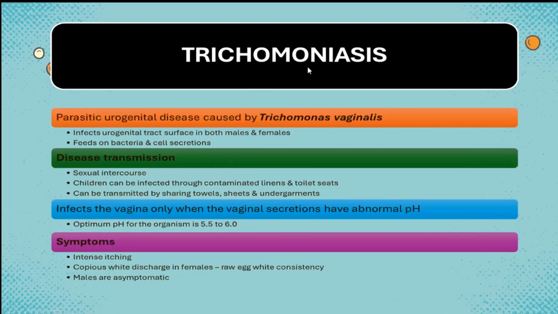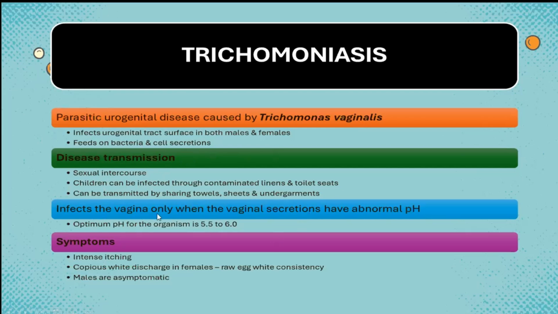Trichomoniasis is a parasitic urogenital disease caused by Trichomonas vaginalis. It infects the urogenital tract in both males and females, and it also feeds on bacteria and cell secretions. Disease transmission: the first is sexual intercourse, the second is that children can be infected through contaminated linens and toilet seats, and the third is sharing towels, sheets, and undergarments.